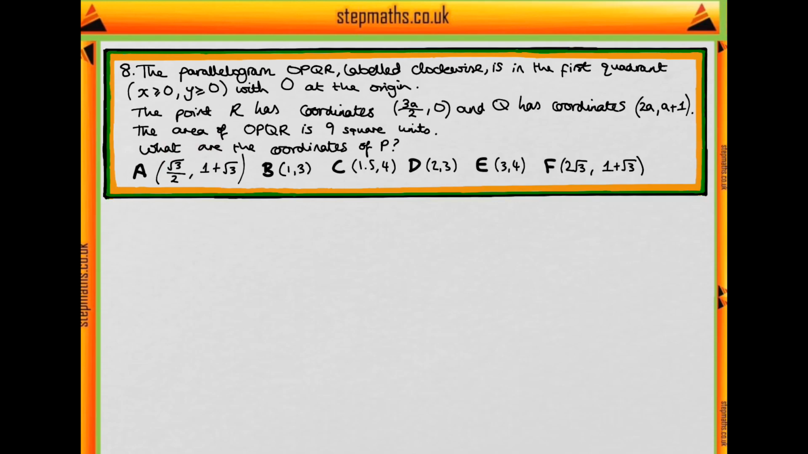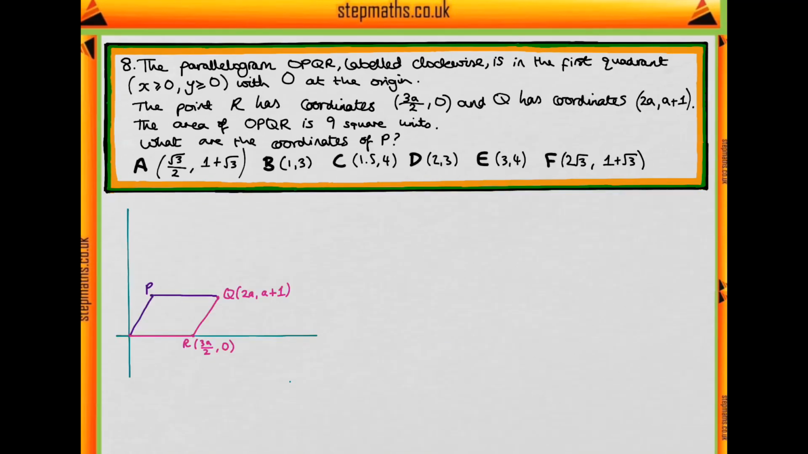So let's start by drawing a sketch of what the parallelogram might look like. We can first label on R and Q. R is quite easy to know where it is because the y coordinate is 0, so it's going to be somewhere along here. We also know that Q is further along in the x direction than R because we have 2a, which is larger than 3a over 2, and it has some y component because of the a plus 1. Now we can think about where P is going to be. We know it's a parallelogram, so P is going to be something like this, and our parallelogram will form something like this.